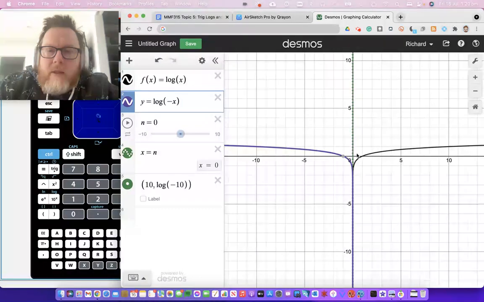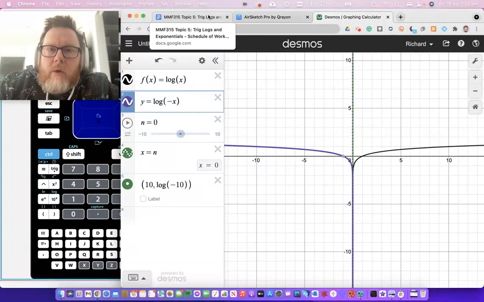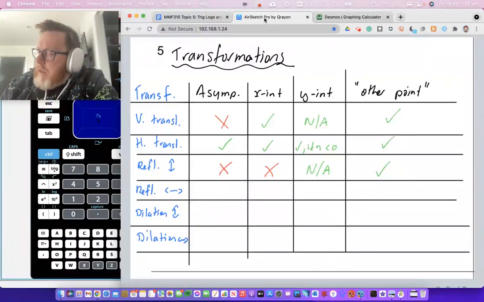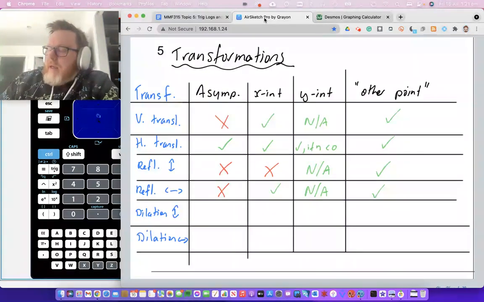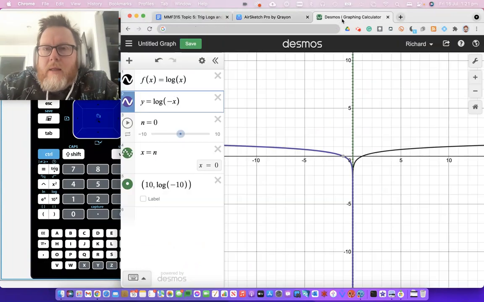So what does that mean? It means that the coordinates of the critical point, or the other point, have changed, but the asymptote hasn't changed. And it also means the x-intercept is made negative as well. So what does that mean? The asymptote has not changed. The x-intercept changes. The y-intercept, I should use a different color, shouldn't I? It's not applicable still. And the other point has been changed by being made negative. Dilations are the last one.